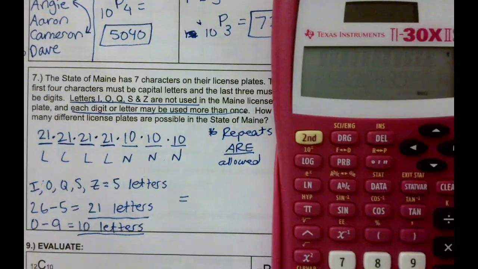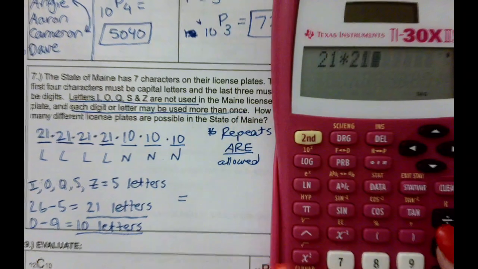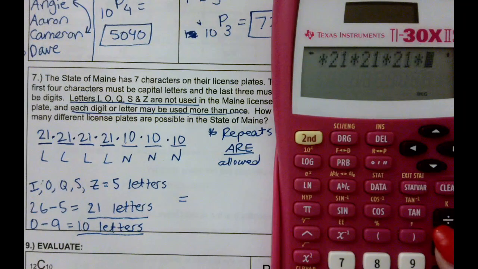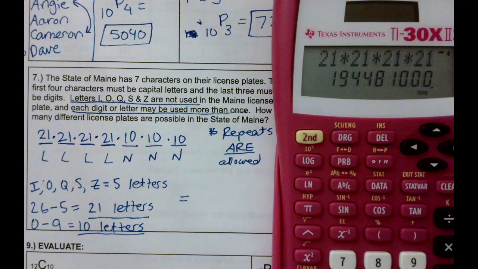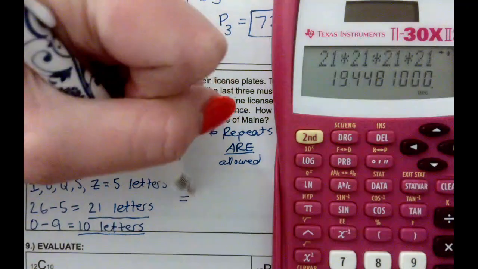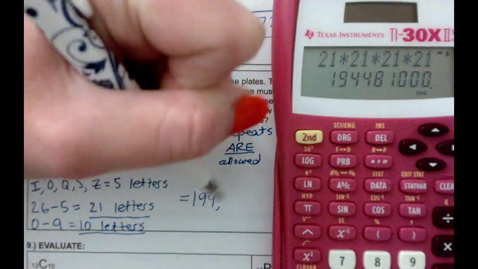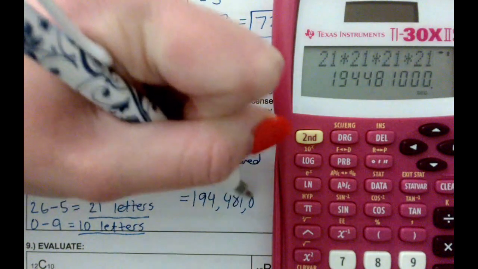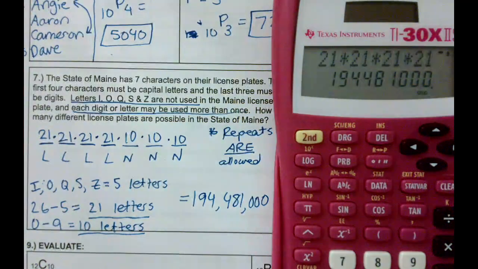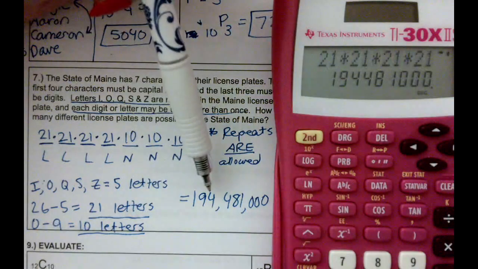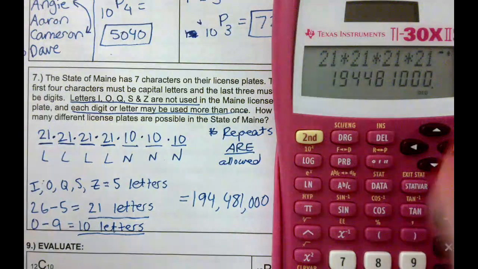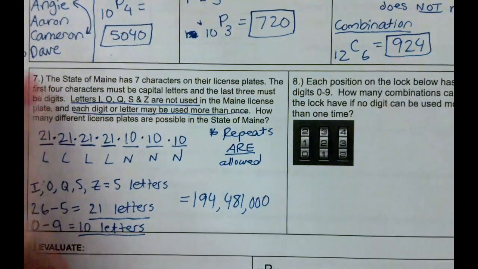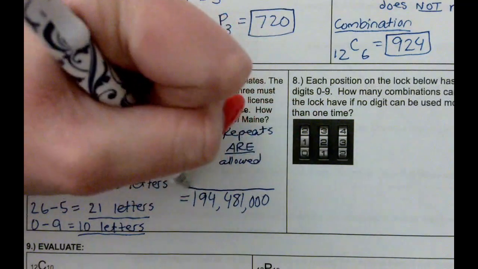Okay. So multiply 21 4 times. And then 10 3 times. Okay. That looks to be 194,481,000. Make sure I got all my digits correct. Yep. 194,481,000. That is how many license plates you can make.